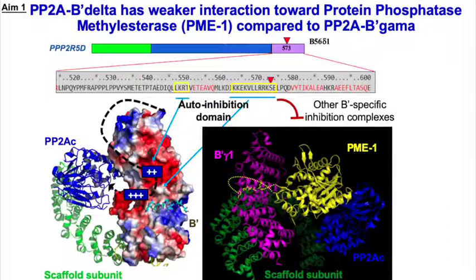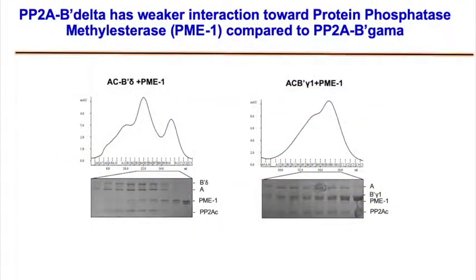But the ID mutation could potentially increase the interaction if you create an open conformation. And comparing the B prime delta holoenzyme's interaction with PME1 to that of B prime gamma 1, you can see there's a stoichiometric migration of PME1 with the B prime gamma 1 holoenzyme.